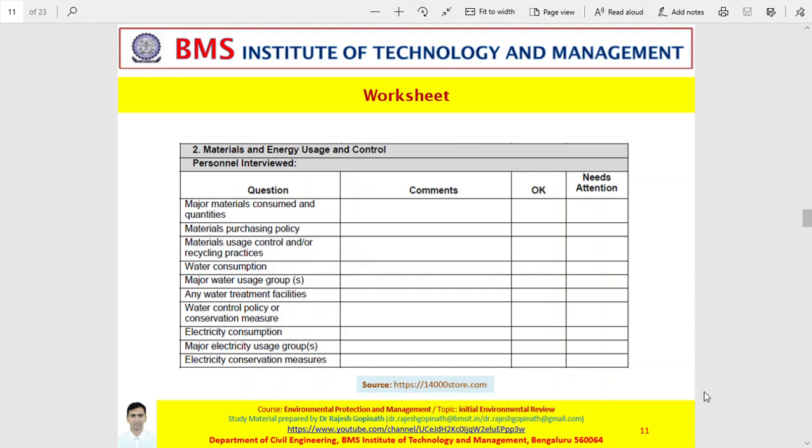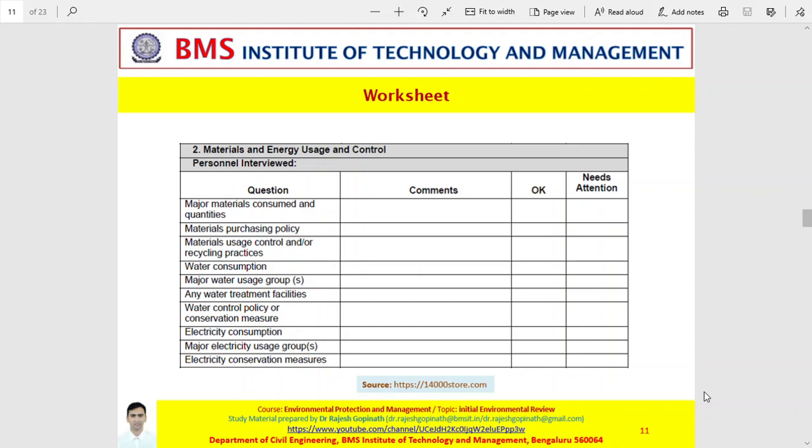Or let us take an instance of water. How much water is being consumed? Who are the major water usage groups within the plant, within the facility? Are there any water treatment facilities? Are there any water conservation measures, say rainwater harvesting, groundwater recharging?